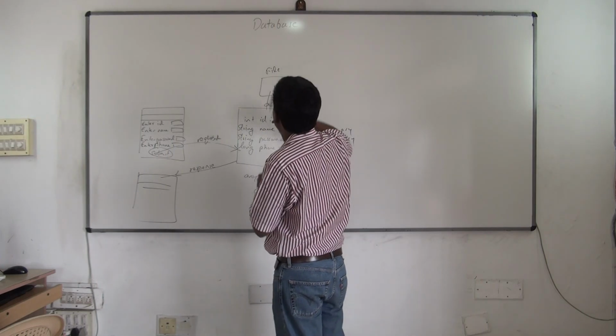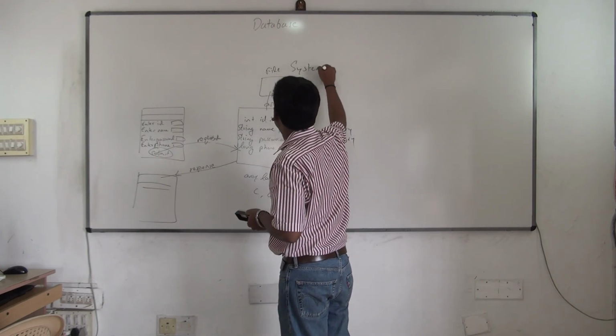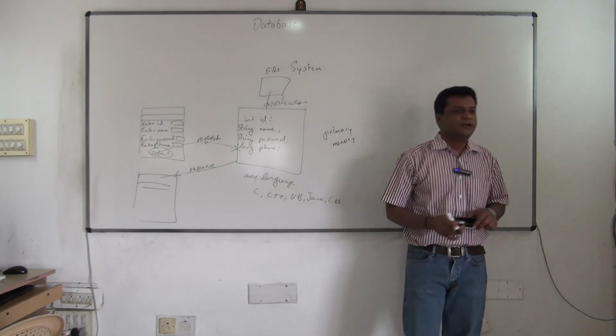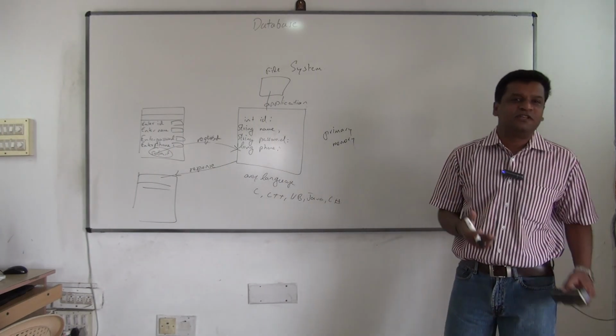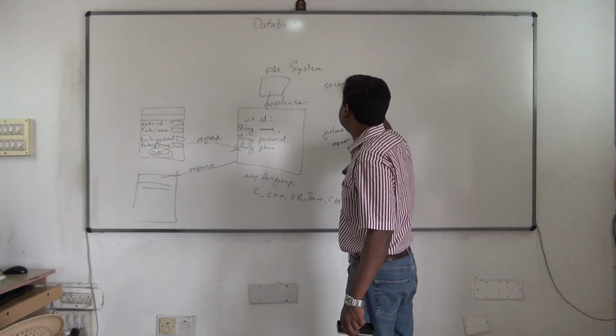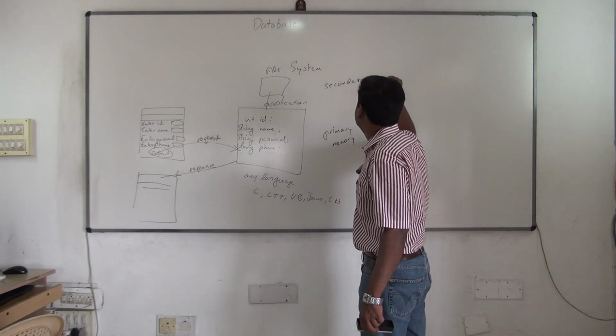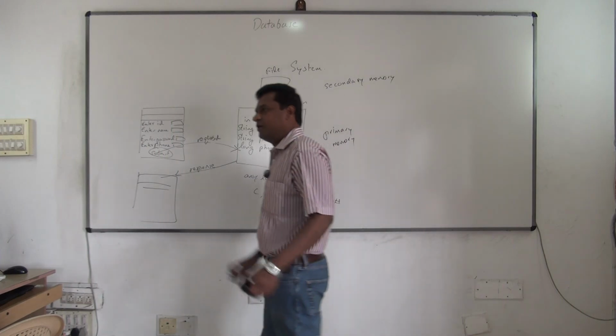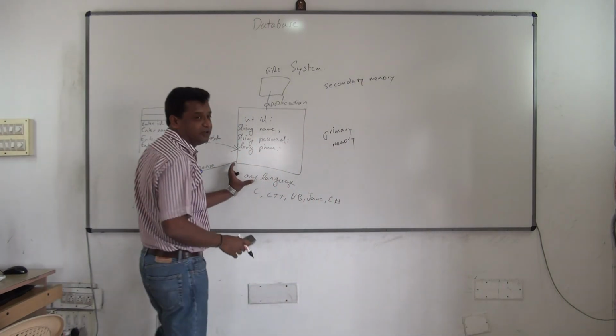They are storing the data in what? I'll write it simple, file system. This was the first initial introduction. But there are a lot of problems while storing the data in the file system. See, now this is secondary memory.